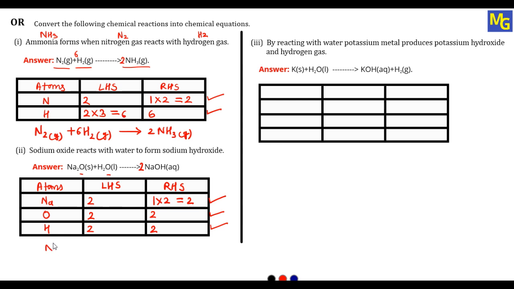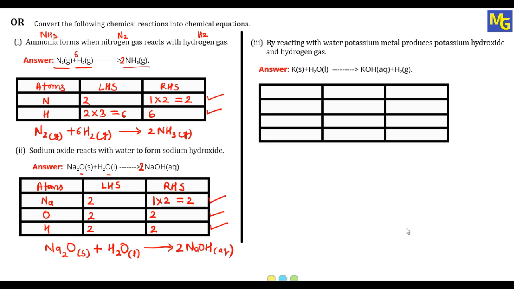It is Na2O solid plus H2O liquid, and it gives 2NaOH, and this is again aqueous. So this is our balanced chemical equation. Now we'll move with the third one.